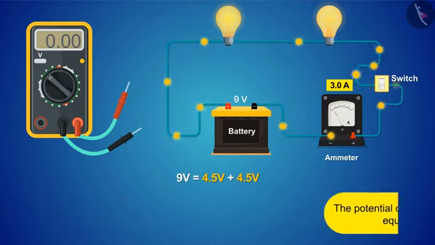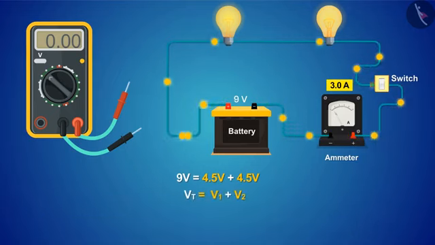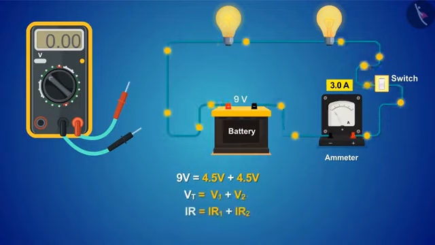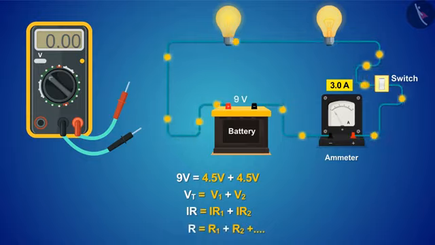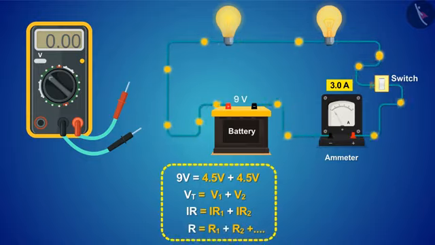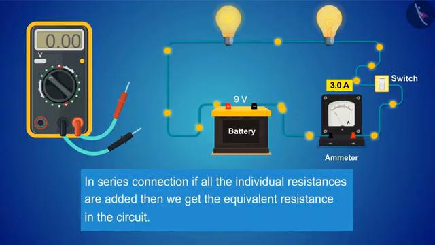We can write this conclusion in the form of a mathematical formula. And if we apply Ohm's law here, then we get this kind of equation. We know that current is constant throughout. Lastly, we get the following equation. It can be said that in series connection, if all the individual resistances are added, then we get the equivalent resistance in the circuit.